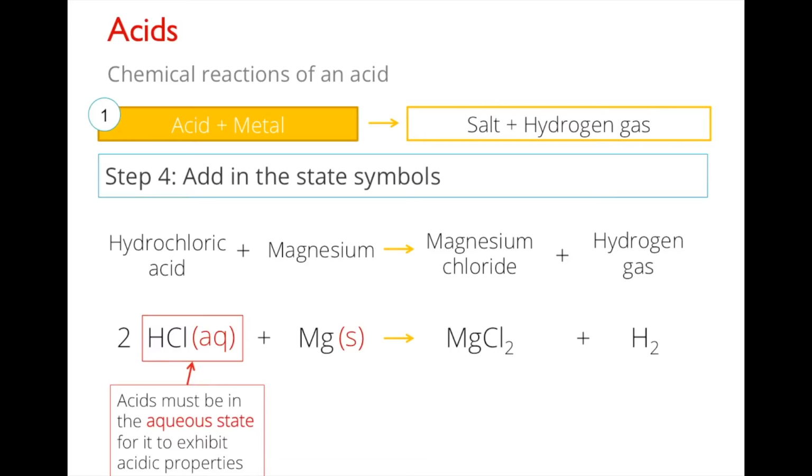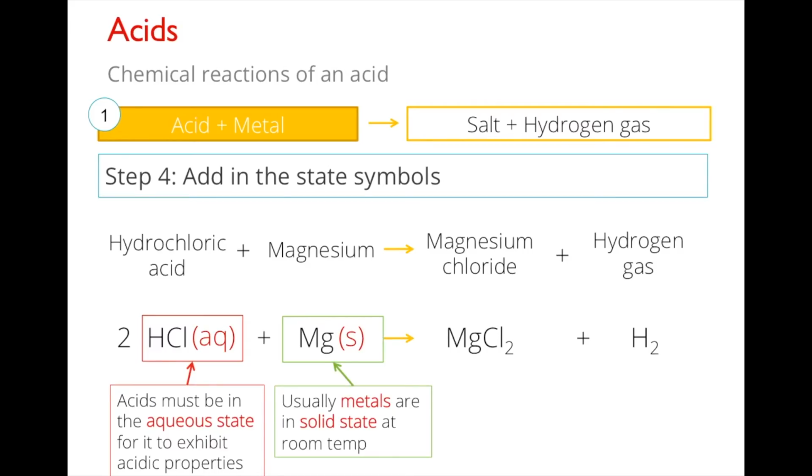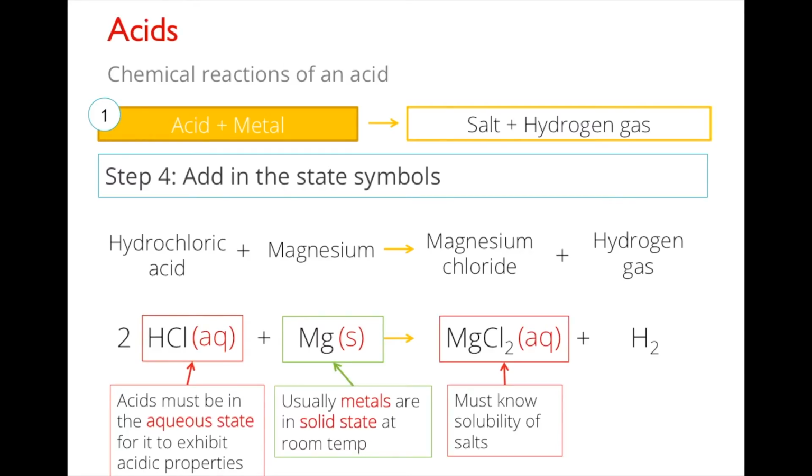Magnesium is a solid because metals are usually solid at room temperature, right? Magnesium chloride is a soluble salt, so it will be dissolved in water. So to write down the state symbol for this, you must know the solubility of salts. Whereas hydrogen gas is a gas, so we write G.